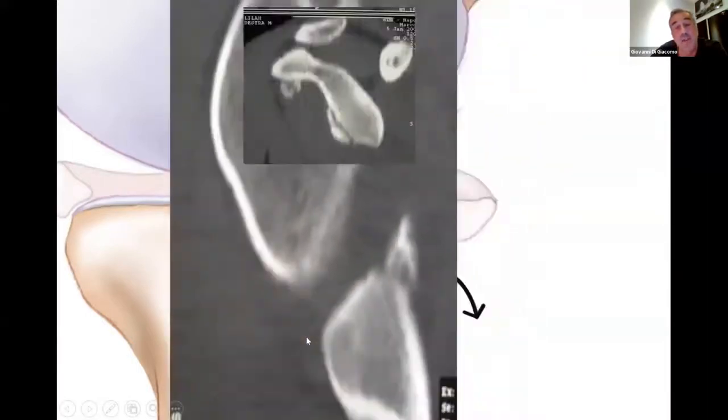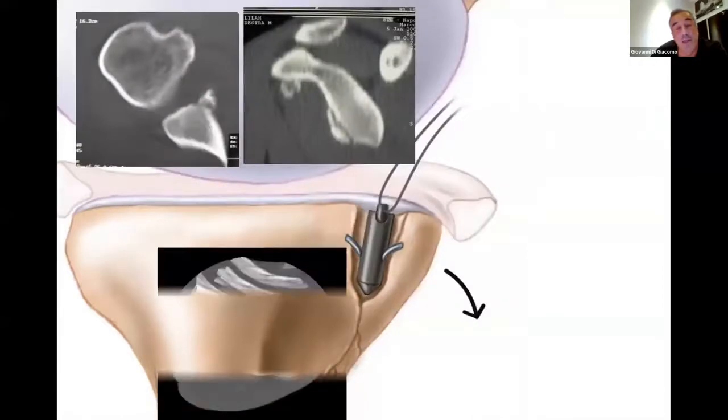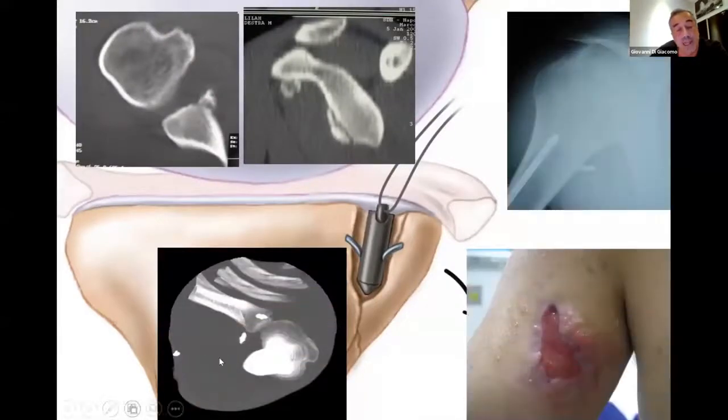Otherwise, you can have an extrusion of the anchors, like in this case, and you can have a picture like this. So you need to reoperate your patients.